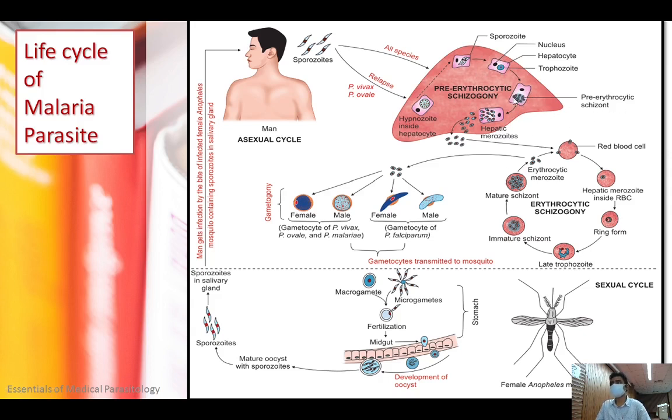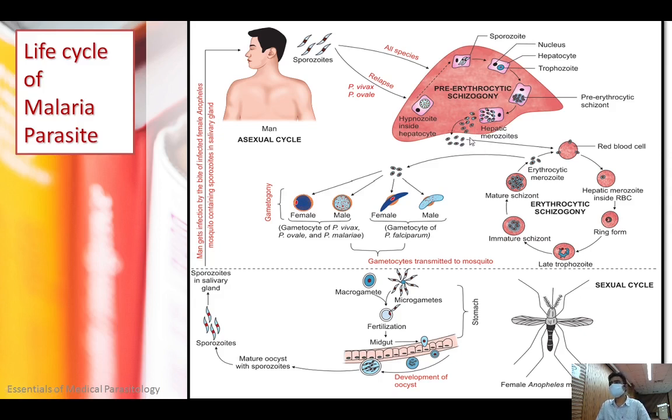Schizogony is basically the asexual cycle of multiplication. It will divide into many, you can see here. This will further develop and result in the formation of hepatic merozoites. Now this cell will finally rupture. Once it ruptures, these merozoites will be released and picked up by the blood.